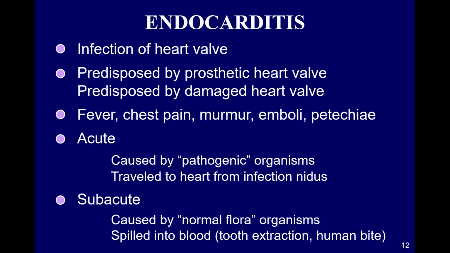Acute and subacute. Acute is probably more your pathogenic organisms, organisms less likely to be normal flora, so this would be maybe an E. coli coming up from a UTI causing an endocarditis, versus subacute, which are your normal flora organisms, like your HACEK organisms.